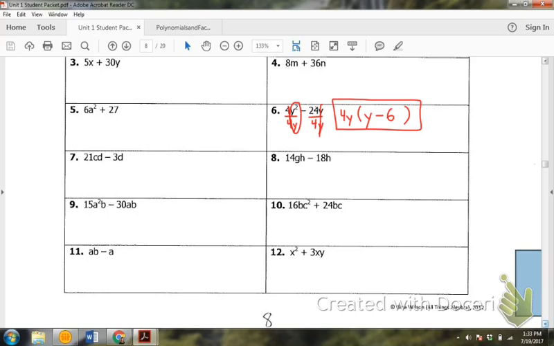Okay, so you're always going to look for the biggest number and then to see if they have any variables in common. Do you see how the first term had 2 y's and the 24 had 1 y? So we can pull out one of them. Okay, we're going to do another example.